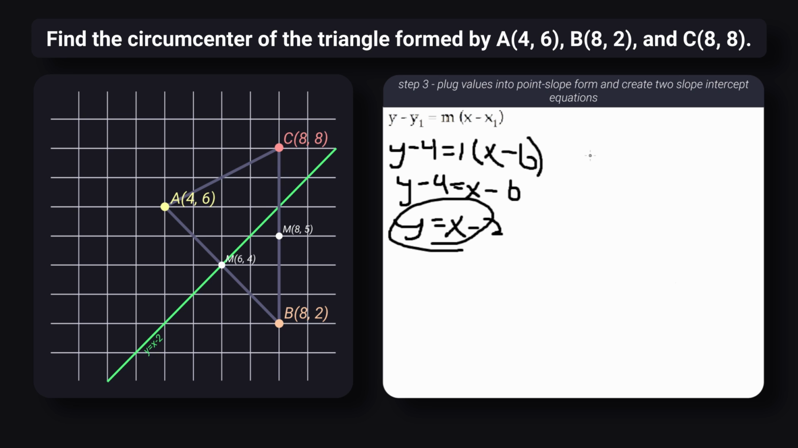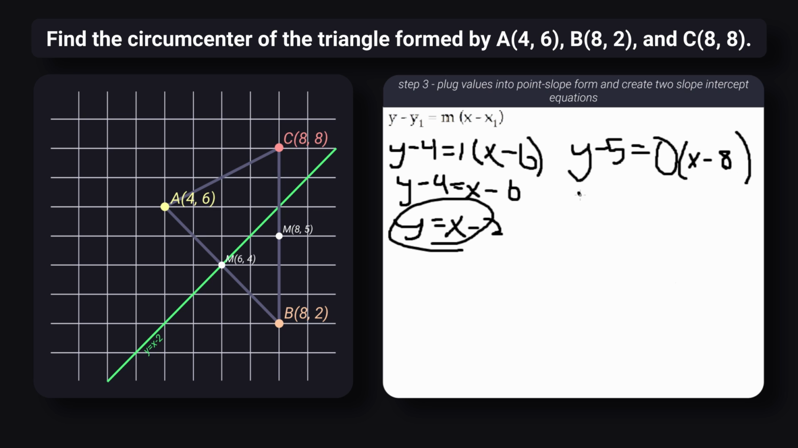And we just do the same thing with our second side. So our second side is side BC. So let's just go ahead and plug in our midpoint coordinates and our slopes. So y minus 5 is the y coordinate of our midpoint, equals then our slope. So our slope is 0, and then x minus 8. Because 8 is the x value of our midpoint for this side.